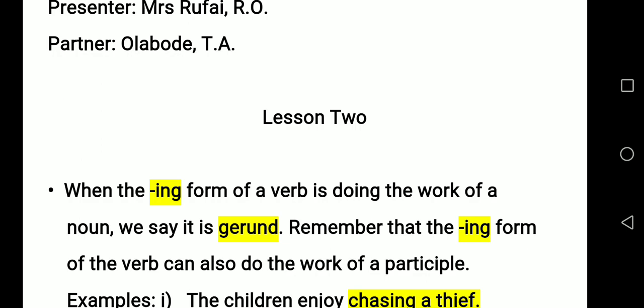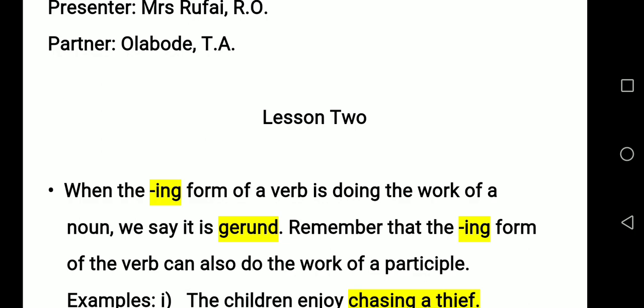Chasing is a verb, but in this case, it is a verb known as gerund. A thief is the object. So chasing a thief is the noun clause here. So chasing is functioning as a gerund. Chasing a thief is the object of the verb enjoy. The children enjoy what? The children enjoy chasing a thief. So chasing a thief is the object of the verb enjoy. So it is a noun clause.